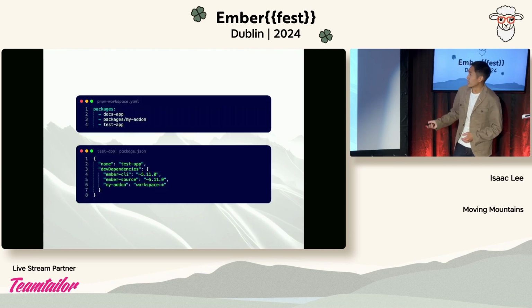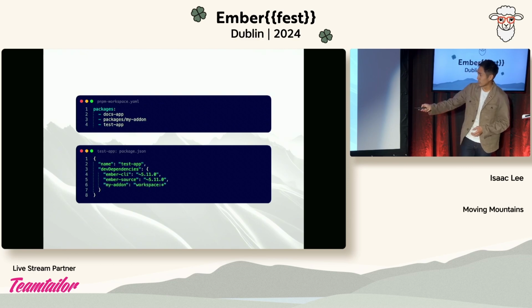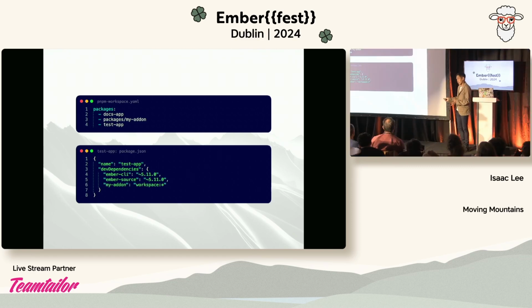Anyway, you can create a monorepo with PNPM by telling where the packages are, either explicitly as shown here, or with wildcards. Then you tell one package to depend on another by using the workspace protocol here. So the workspace star on line 6 means that the test app depends on the add-on, and I want to use the exact version. And that's it. It's very simple, isn't it?